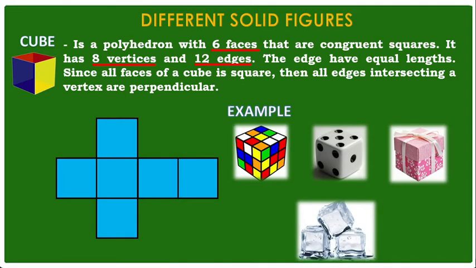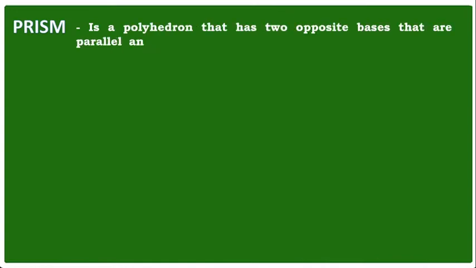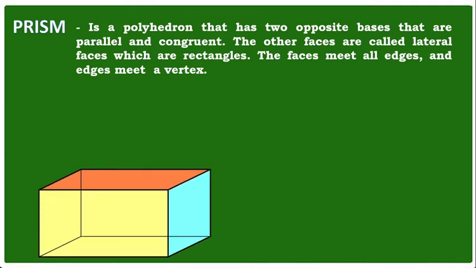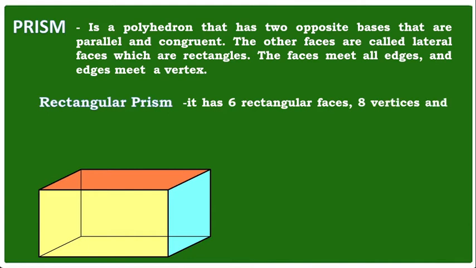The next solid figure is the prism. A prism is a polyhedron that has two opposite bases that are parallel and congruent. The other faces are called lateral faces, which are rectangles. The faces meet at edges, and edges meet at a vertex. This figure is an example of a prism, and it is named a rectangular prism. A rectangular prism has 6 rectangular faces, 8 vertices, and 12 edges.